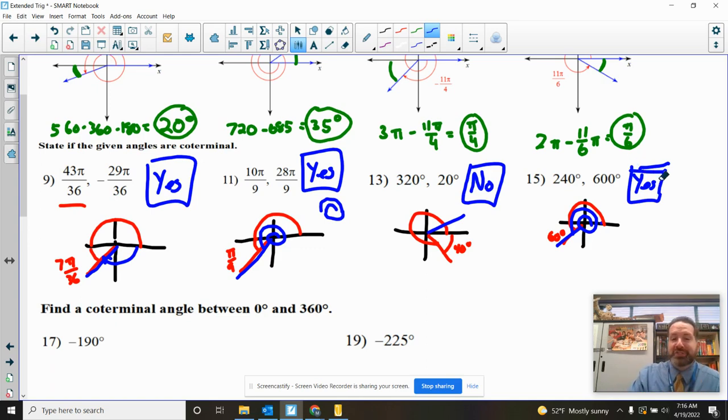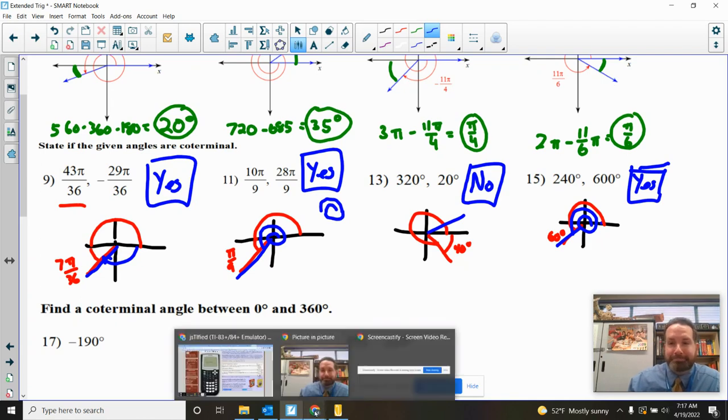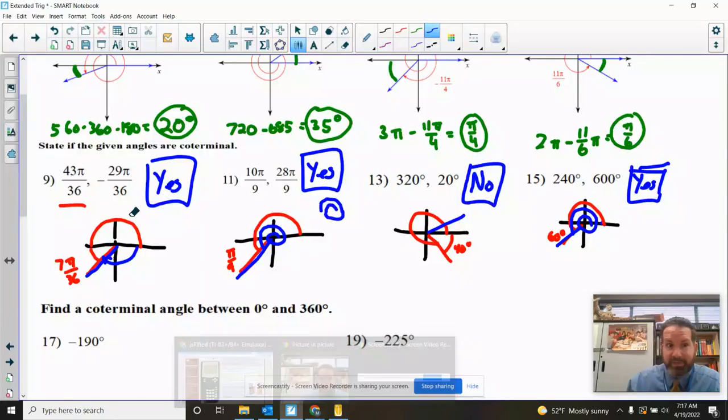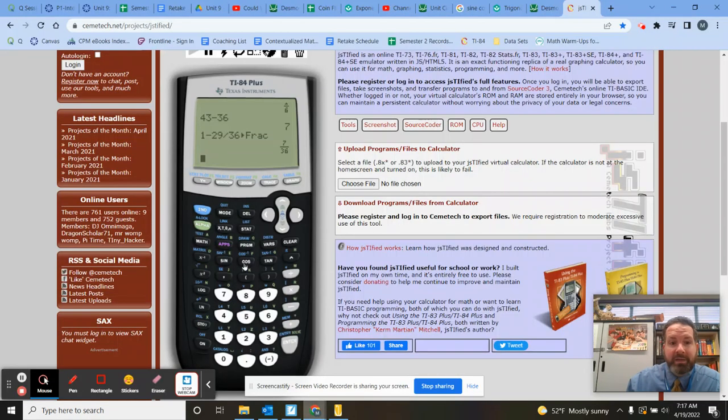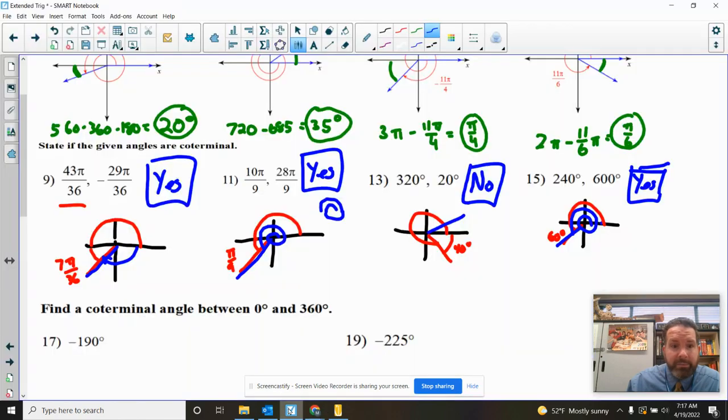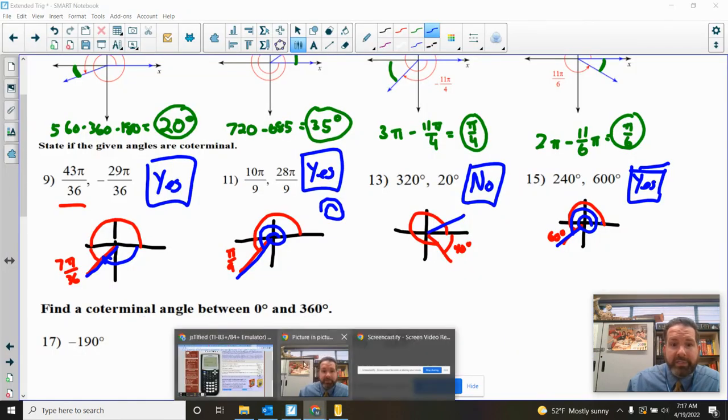Hey, if all you have to do is check if they're coterminal, and if you have a calculator available, just check and see. You've got to check both of them, but are the sines of the angles the same? And are the cosines of the angles the same? So for example, on this first one, I'm in radians. If I do the sine of, what was the angle? 43 pi over 36.